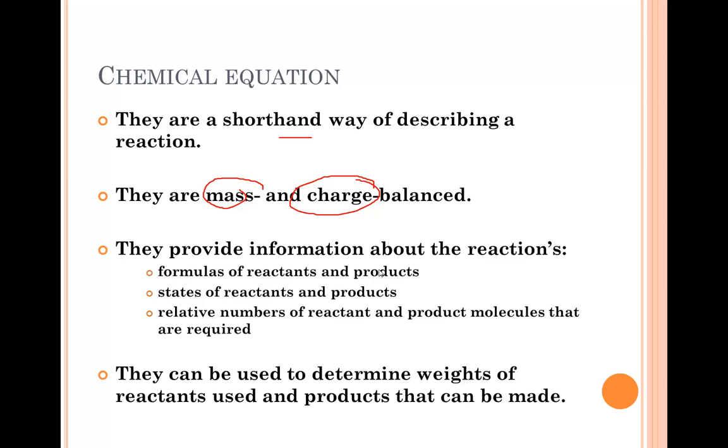They provide information about the reactions: the formulas of the reactants and the products, the states of the reactants and products, and the relative number of reactant and product molecules that are required. They can be used to determine the weights of reactants used and products that can be made.